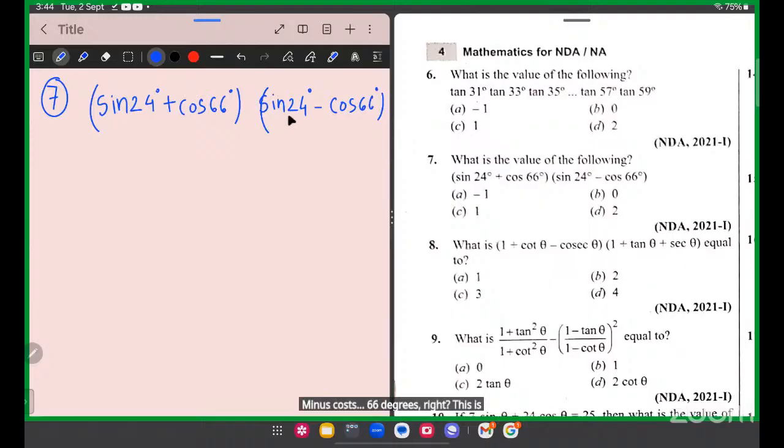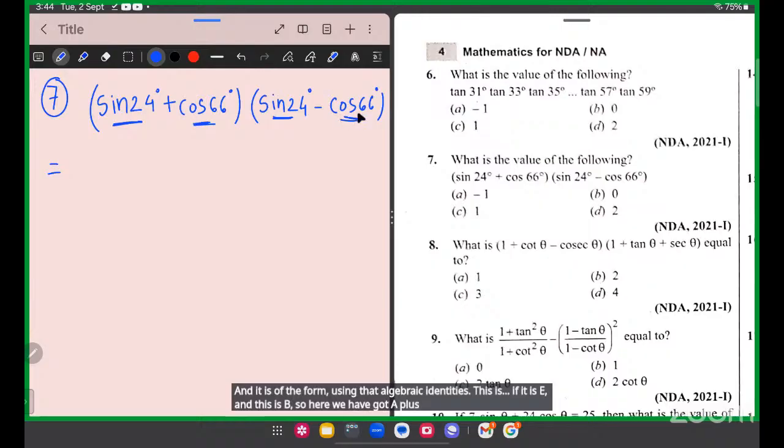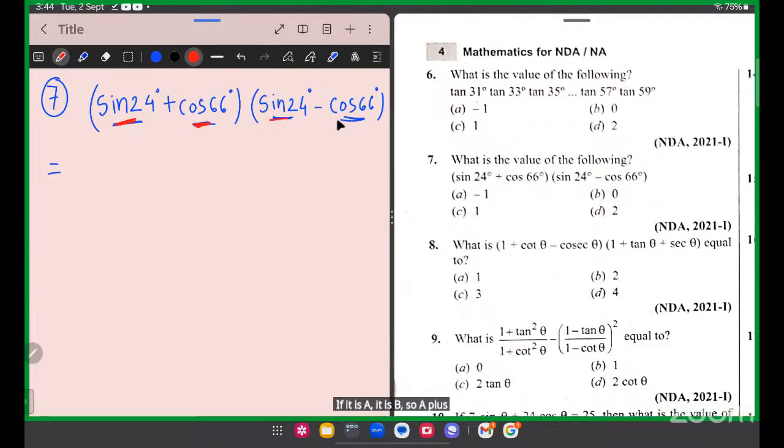This is the question. And it is of the form using the algebraic identities. If this is A and this is B, then here we have got A plus B into A minus B, isn't it? What is A plus B into A minus B? A square minus B square, isn't it? So it is equal to sine square 24 minus cos square 66. Yes or no?